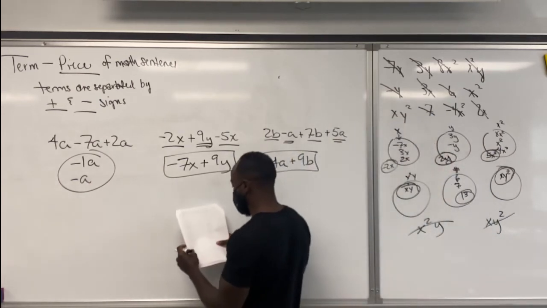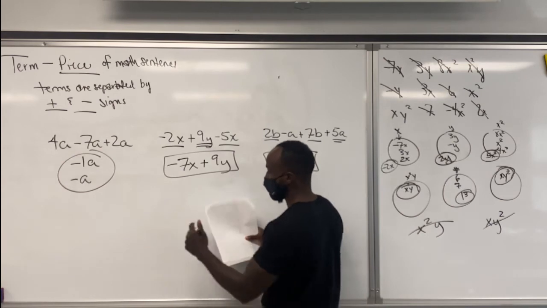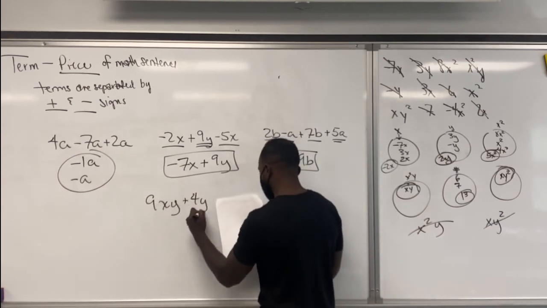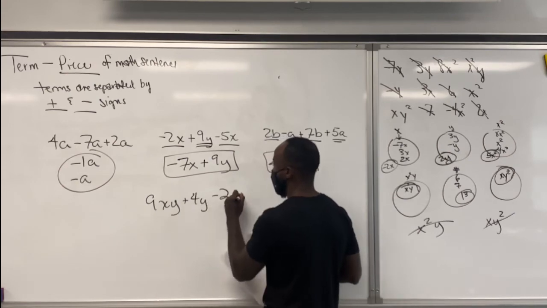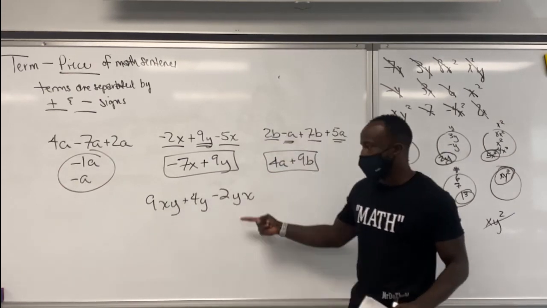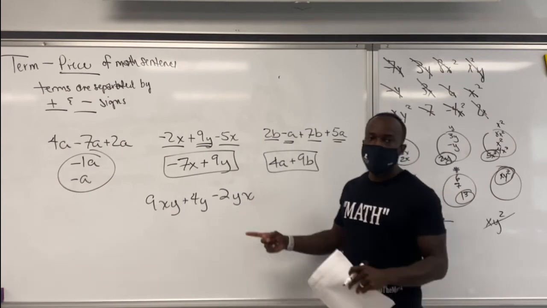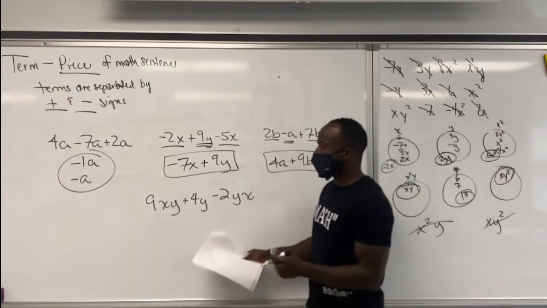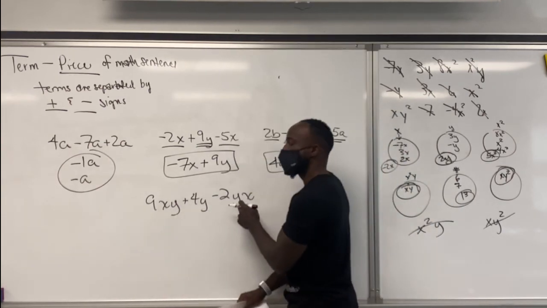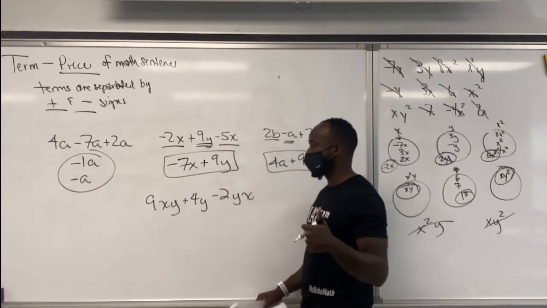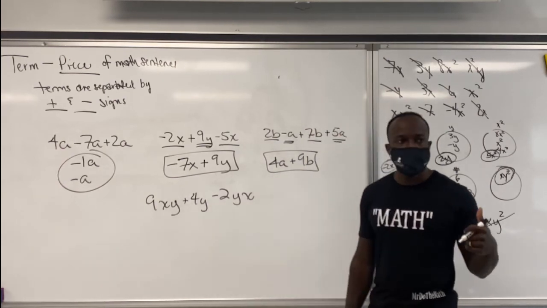The next one, let's skip to number 6. So we got 9xy plus 4y minus 2yx. Now check this out. You got an xy here and you got a yx here. Xy and yx are the same, right? Because this is the same as x times y and y times x. And if these were numbers, you'd still get the same answer. You good with that?